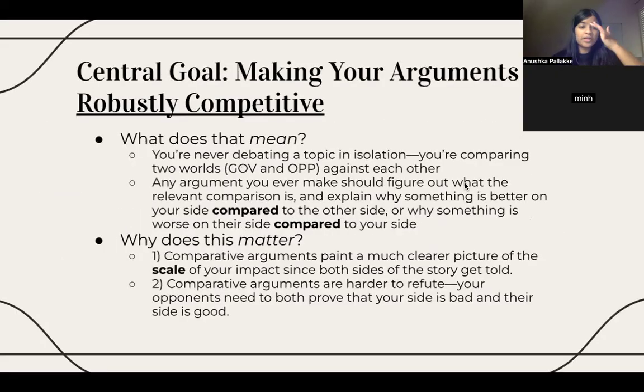Okay. So first, you want to make your arguments robustly competitive. What exactly does this mean? This means that any argument you make should figure out what the relevant comparison is and explain why something on your side compared to the other side is better or why something is worse on their side compared to your side. This means that whenever you want to have your arguments, you want to structure them in such a manner that not only do they explain the benefits of your side, they comparatively explain the benefits of your side as being better than the opponent's side.